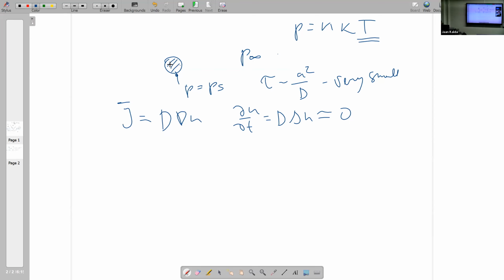Was there not a logarithmic term in the solution of the Laplace equation for that? No logarithm in 3D. In 2D, yes, but not in 3D.